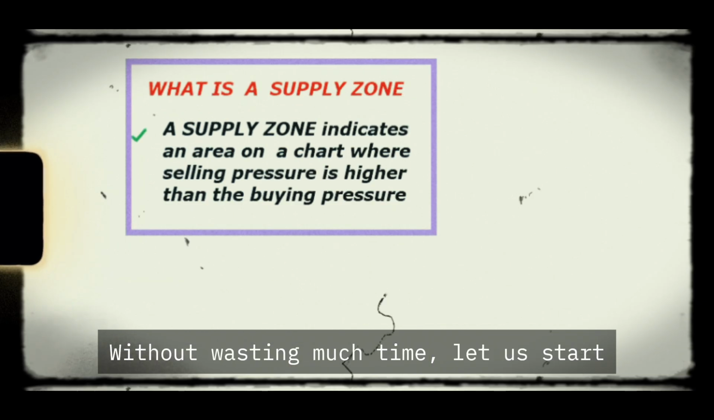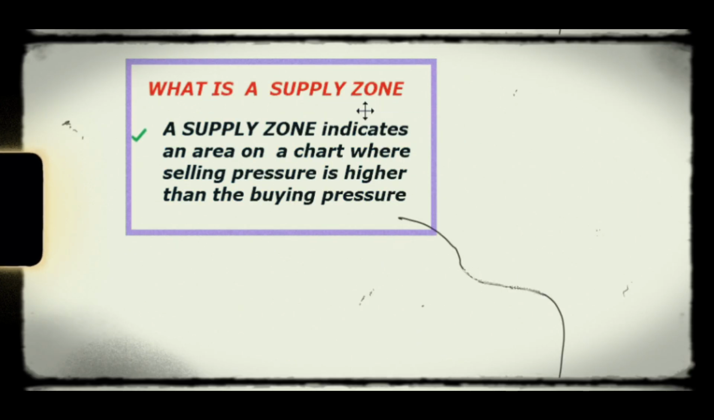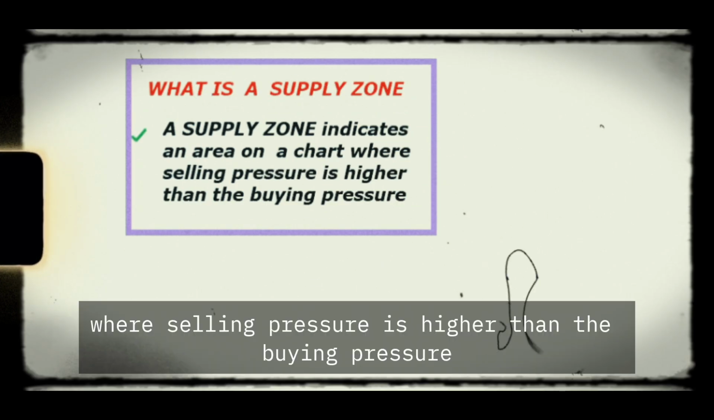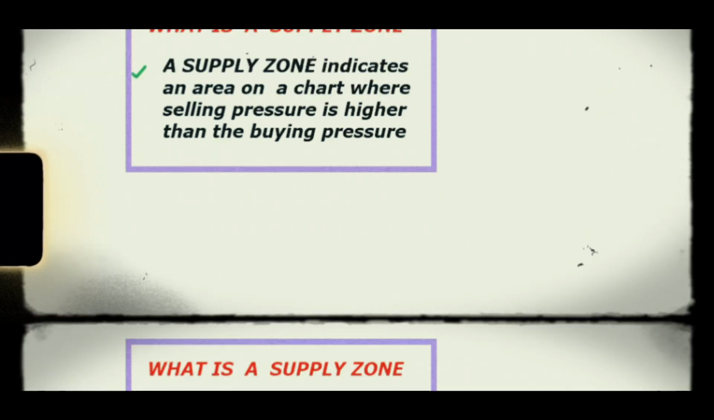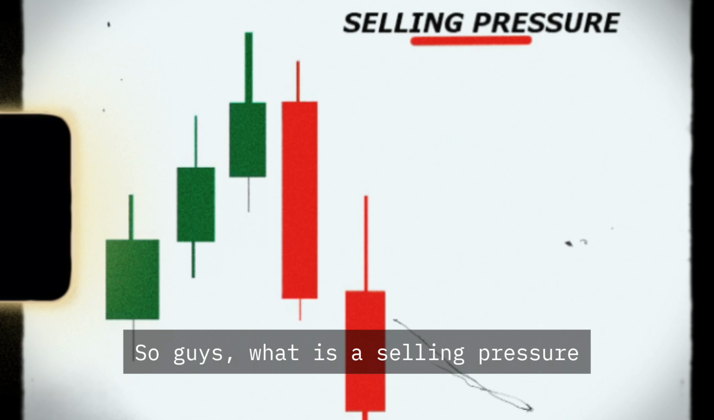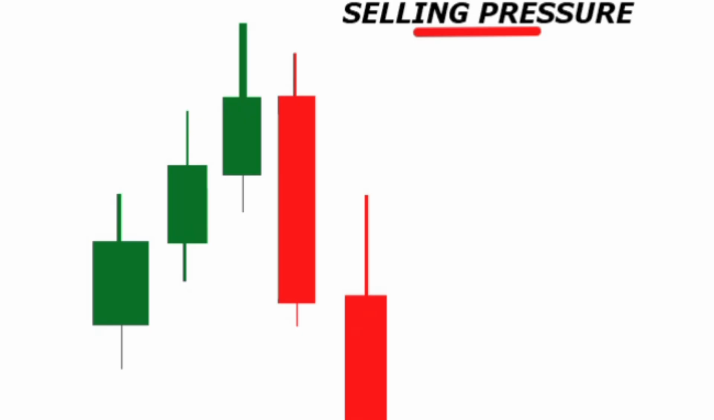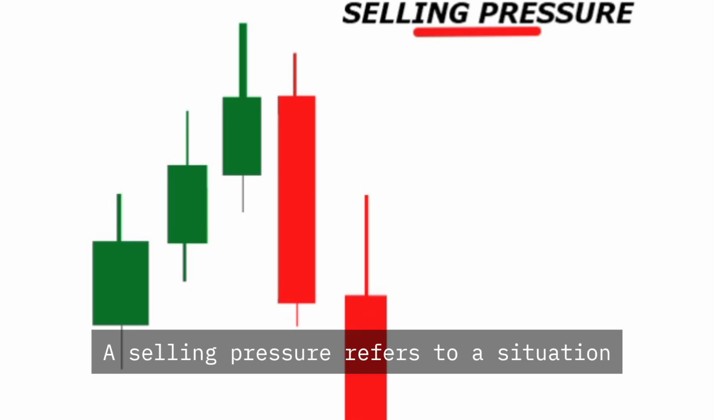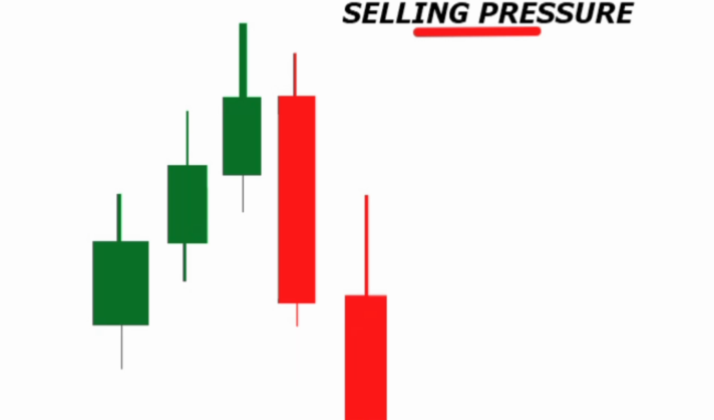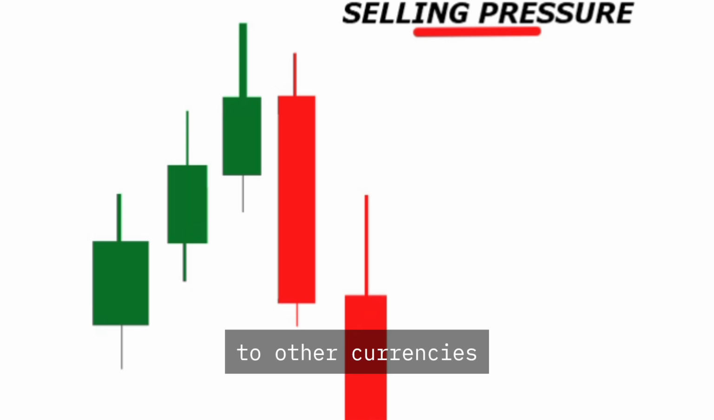Without wasting much time, let us start. What is a supply zone? A supply zone is an area on a chart where selling pressure is higher than the buying pressure. What do you mean by selling pressure being higher than the buying pressure? So guys, what is a selling pressure? A selling pressure refers to a situation where there is an increased amount of selling activity for a particular currency, leading to a decrease in its value relative to other currencies.